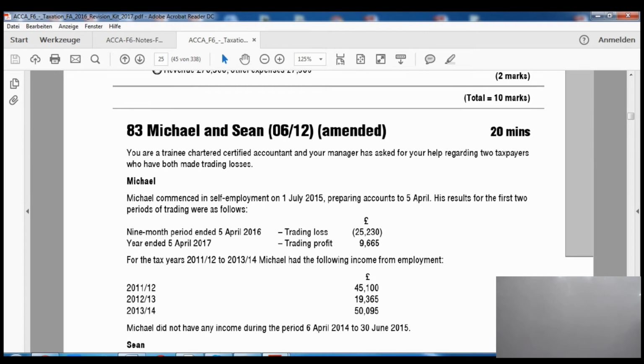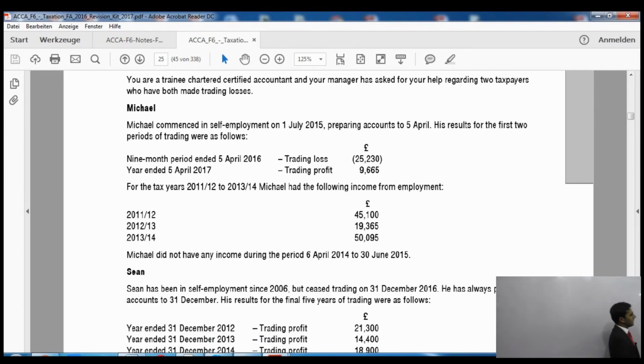So just tell him how many options he's got to set off the relief. One common option, the most common option, is that he can first set off against the current period net income, and then anything left he can carry forward for the next year. He does not have any net income in this year, so this option is not a valid option. However, he can carry forward for the future year.